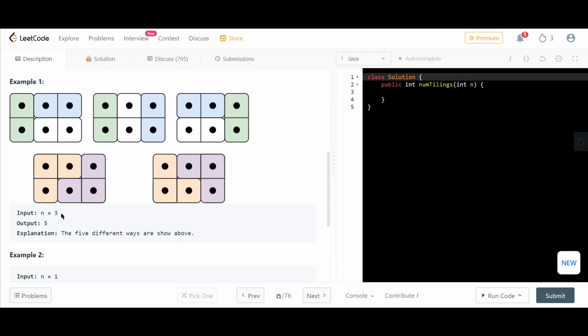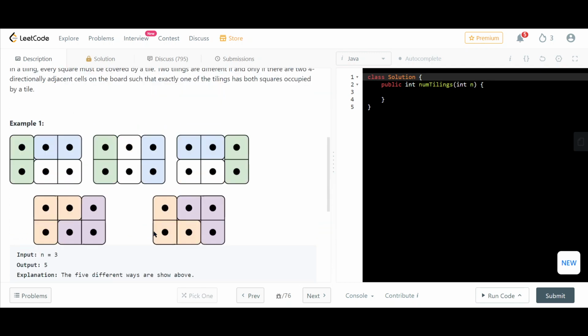N equals 3. You took a vertical tile and two horizontal tiles. You took three vertical tiles, two horizontals and a vertical tile. So one vertical, two horizontal, and two horizontal, one vertical are considered different. And you could take a Tromino of this shape and fit it with this, and you can take a Tromino of this shape and fit it with this shape. And so we have these five different ways.